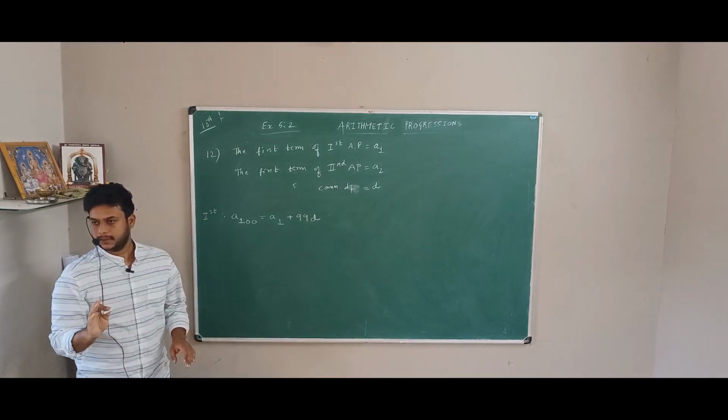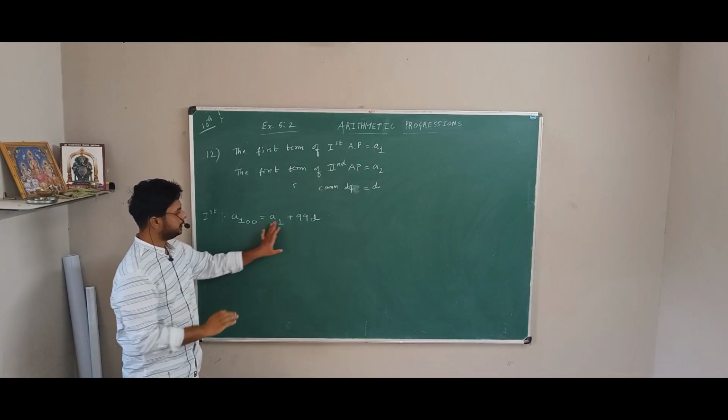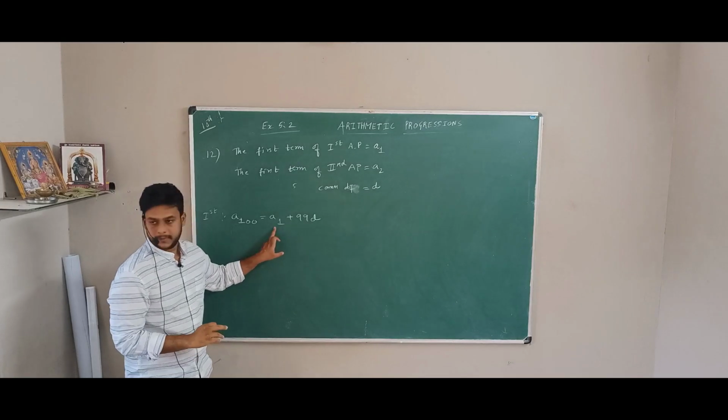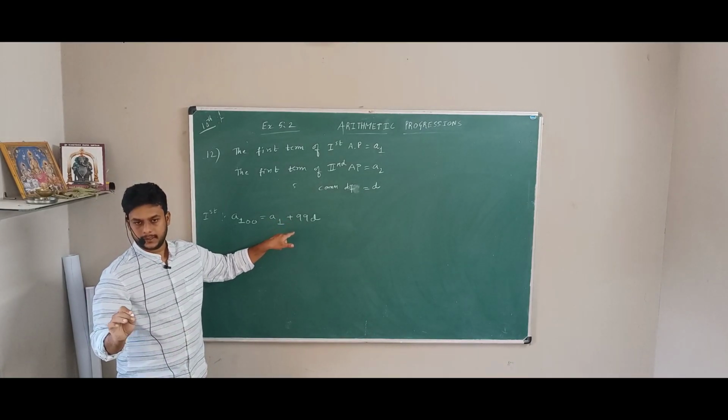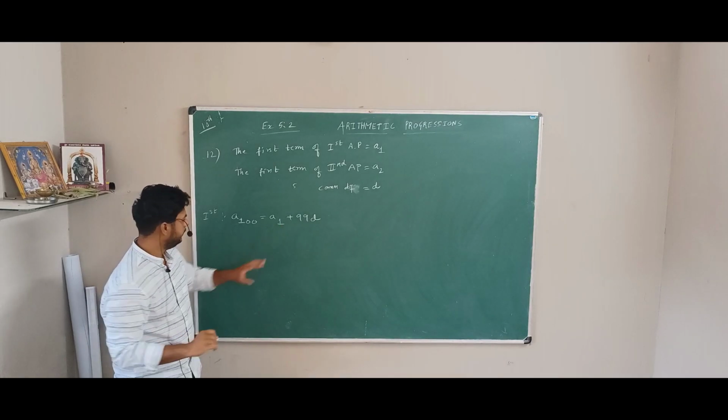Yes or no? Simple, I am saying. A100 means A1 plus 1990. Why did I write A1? Because I have taken it as A1. You can check there, I have written that. Getting or no? So A1 plus 1990.